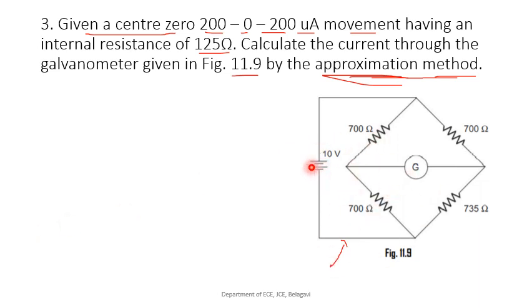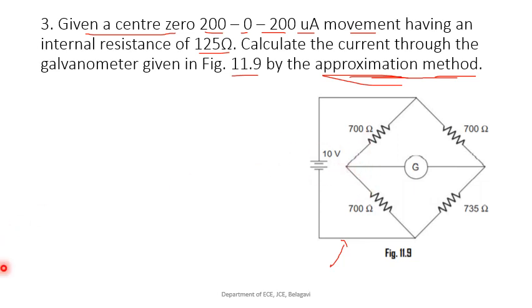Now in this diagram you can see the value of E is 10 volts. Then the branch resistances: let us say R1 is 700 ohms, R2 is also 700 ohms, R3 is also 700 ohms, and R4 is 735 ohms. One thing you can observe is that R1, R2, R3 are the same. R4 is slightly varying, it has plus 35 ohms if you compare it with the other three.